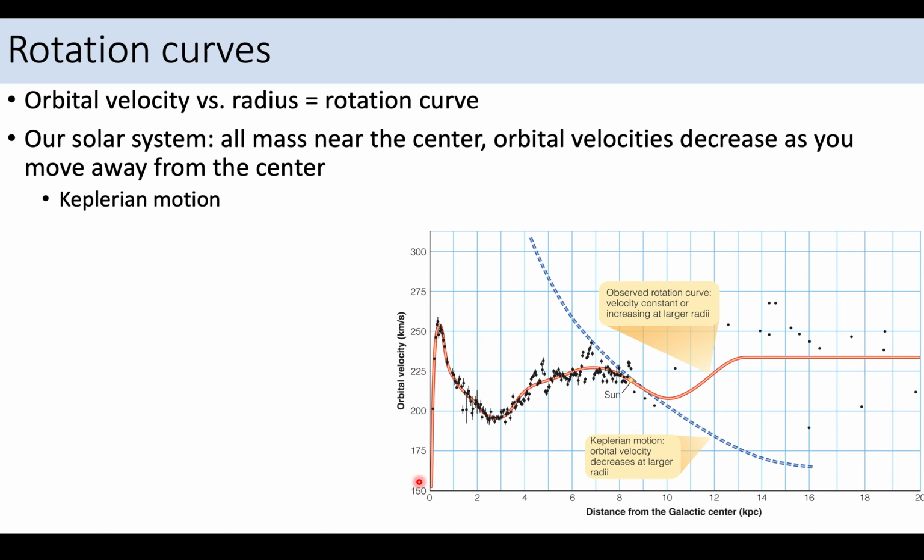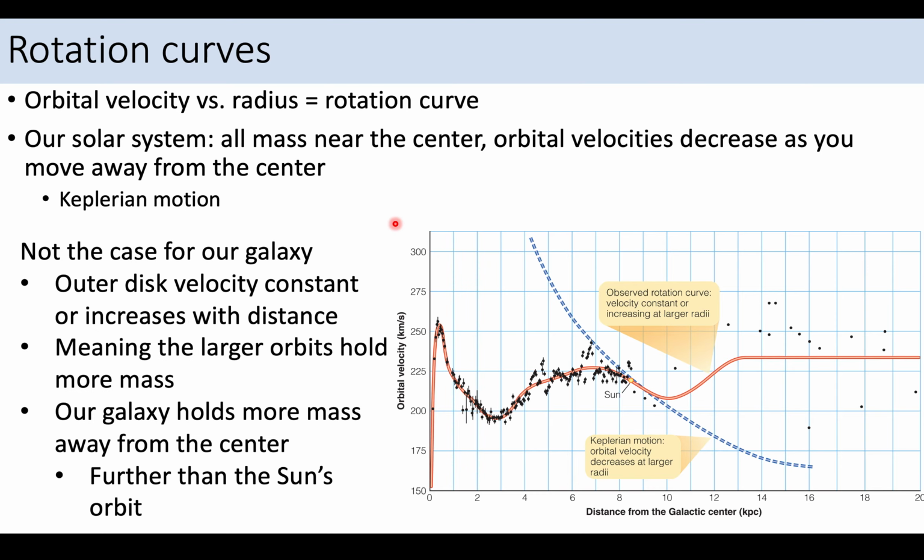What we call Keplerian motion is the perfect idealized what we think would happen, in that the fastest speeds are towards the center of the galaxy, and then the orbital velocity would decrease as we move away from the center. So as we move away from the center of the galaxy, the speed decreases. This is what we see for our solar system with the sun and the planets. However, for our galaxy, it's not quite the case.